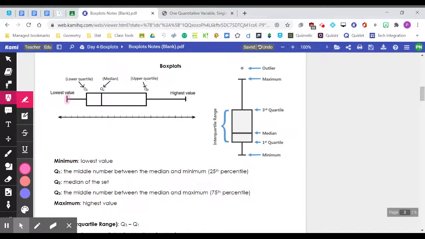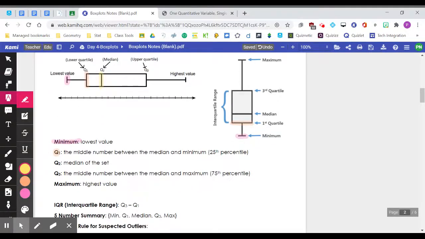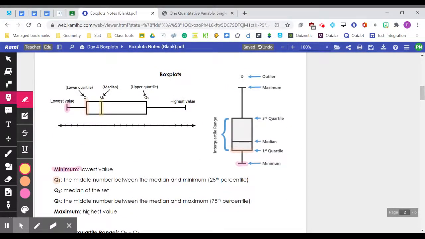So we're going to first start off with the lowest value, which is also known as the minimum. So we'll be using that interchangeably. Next up, we have Q1, which is also known as the first quartile. And I'll talk about that in just a moment after I talk about median. So next up, our third number that we'll be plotting in a box plot is the median. So median is going to be the middle number of any data set.